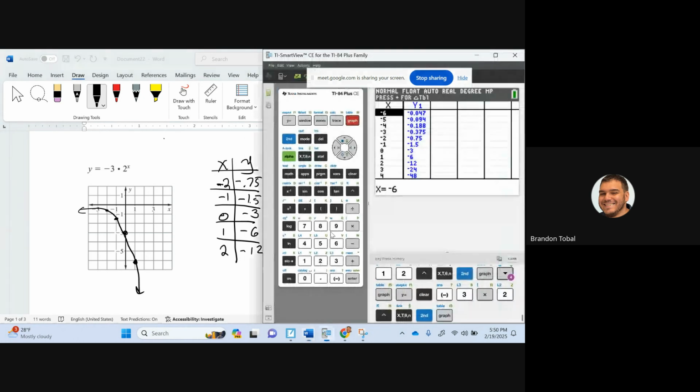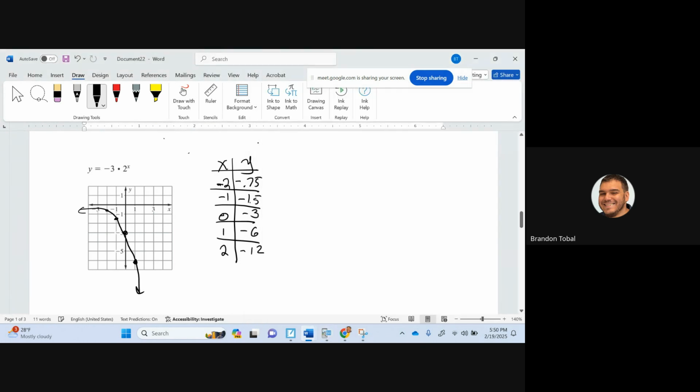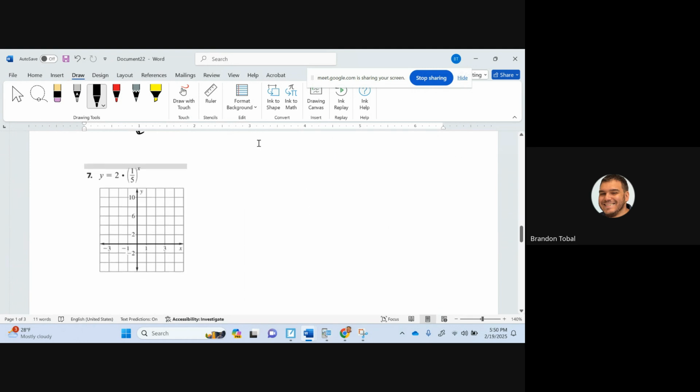And then again, if you're ever worried, like, did I actually graph it right? You click the graph button, and it makes the graph for you. One more time. Over here, 2 times 1/5 to the x power. So we're going to plug it into the calculator. X, Y, -2, -1, 0, 1, 2. I'm not going to make this video too long. I'm just going to plug it in.